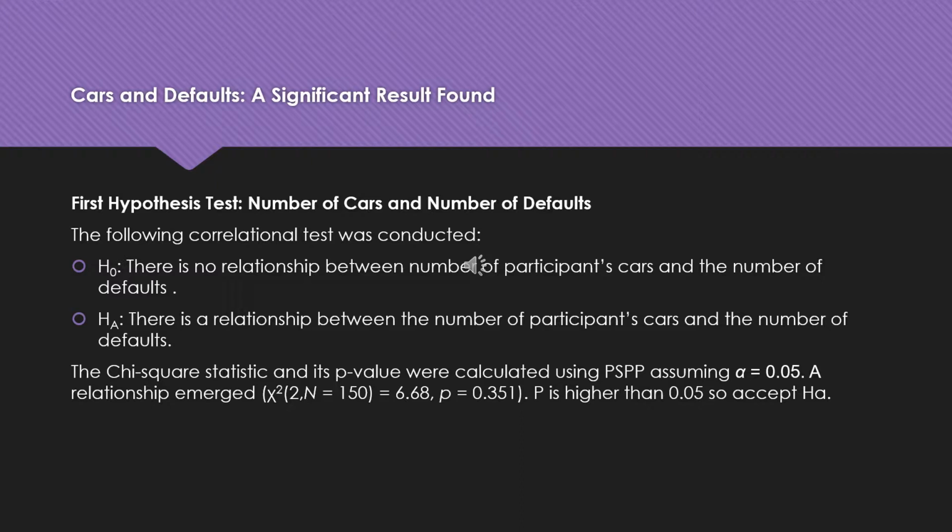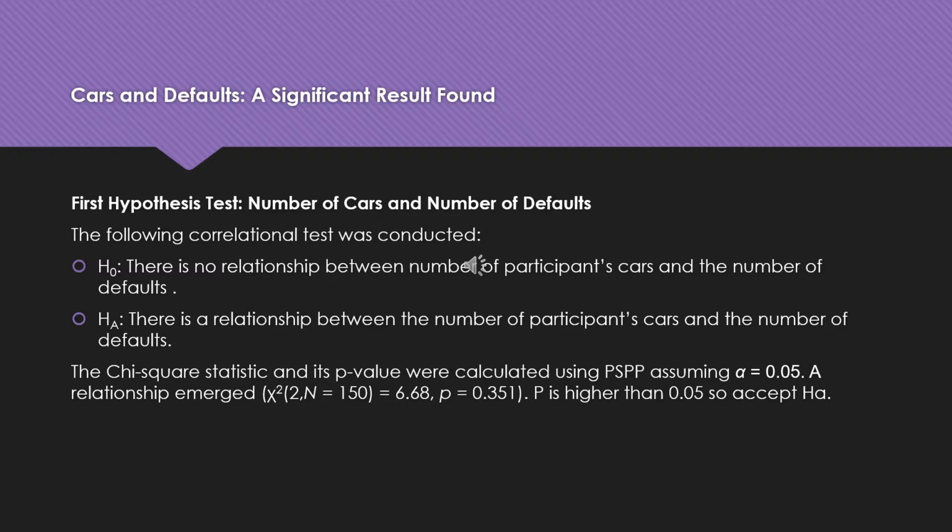So our null hypothesis is there's no relationship between the number of participant cars and the number of defaults, whereas our alternative hypothesis is there is a relationship between the number of participant cars and the number of defaults. The chi-square statistic and its p-value were calculated using PSPP, assuming alpha 0.05.